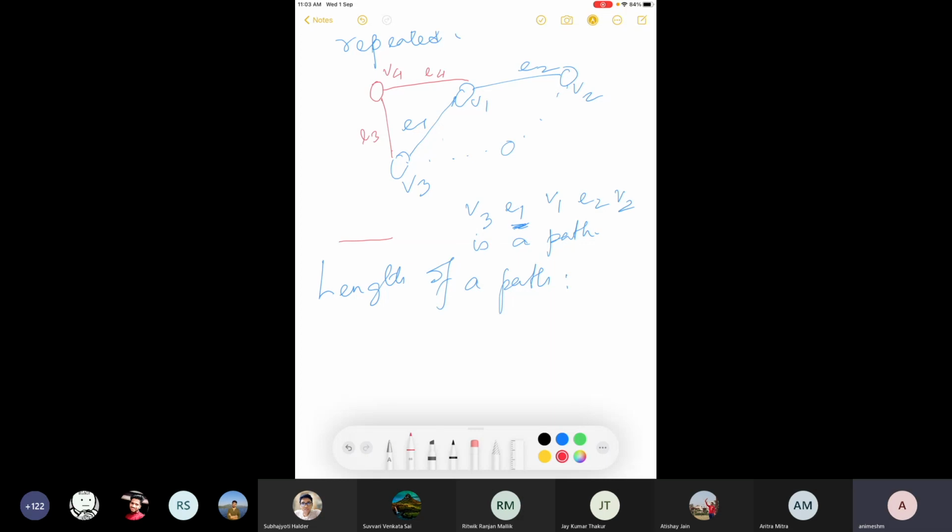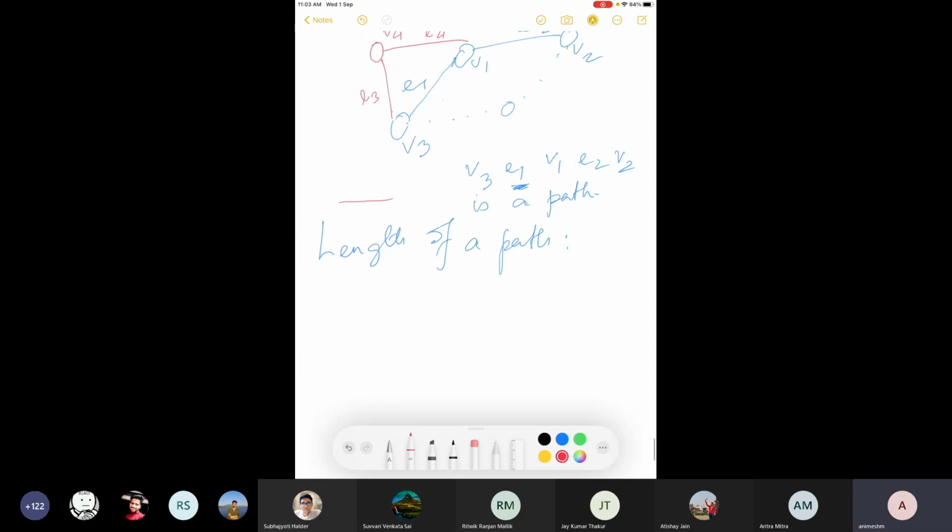So I understand. You are saying that if it is a simple graph, you don't really need to mention the edge label. But if it is not a simple graph, then you will have to mention the edge label. So if you have to have a generic definition, then you need to have the edge label. Okay, we'll stop here. Next day we'll start with length of path.